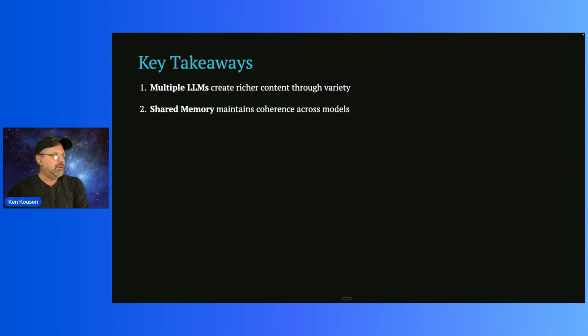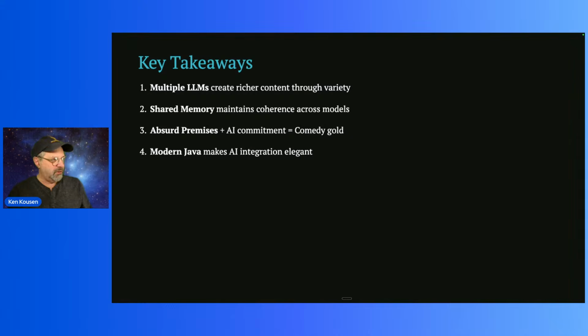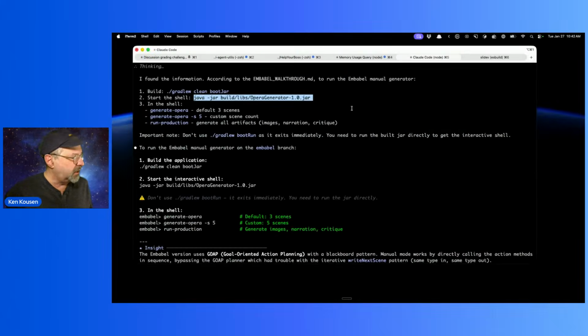So multiple large language models do create a lot of interesting features out of this. Shared memory maintains coherence across the models, and the absurd premise and an AI commitment. Yeah, well, comedy gold is a strong statement, but Java made this all pretty easy. That was a nice thing.